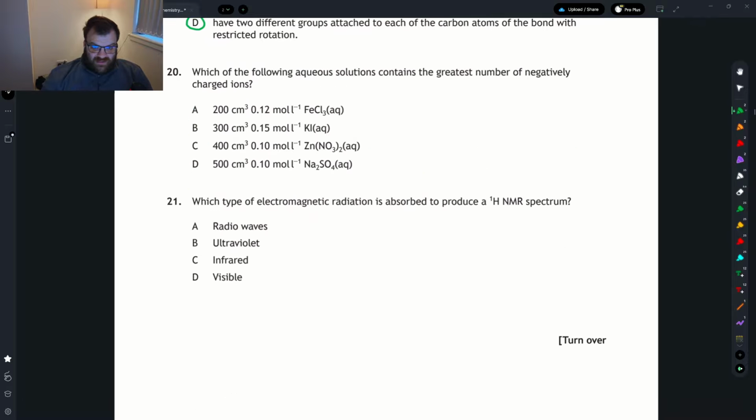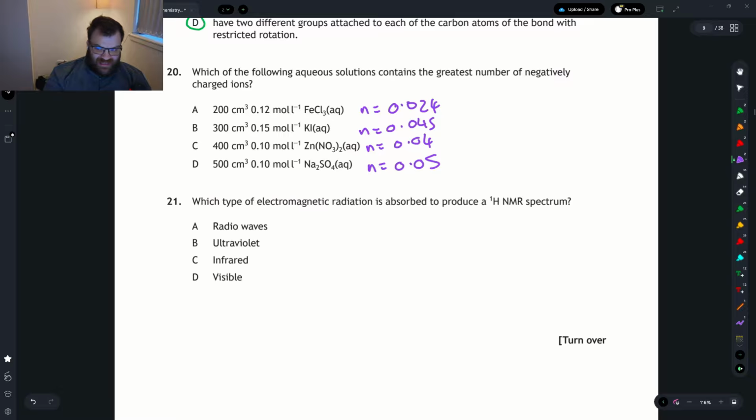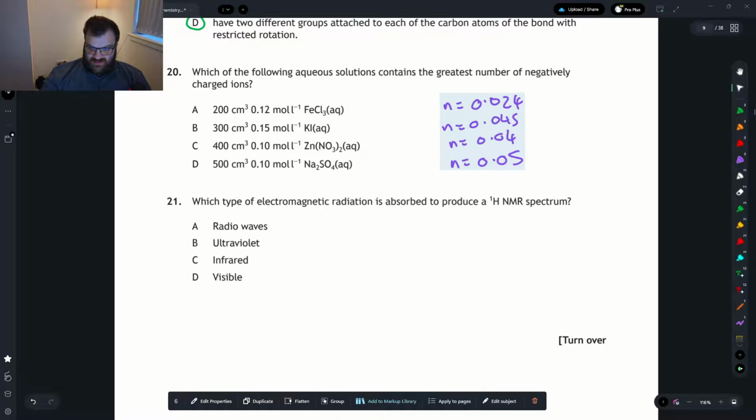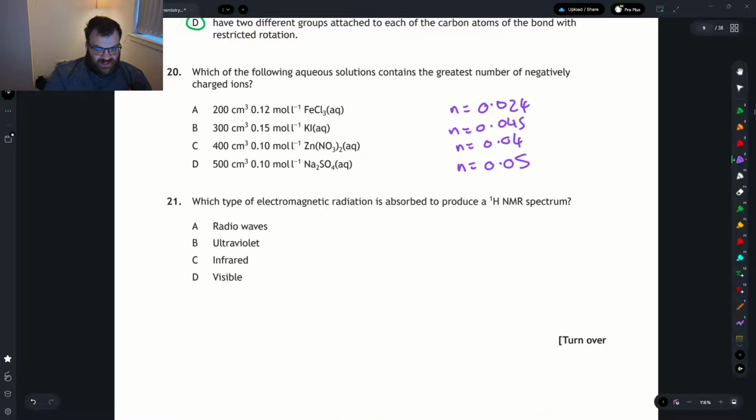Next up, we are asked to work out which contains the greatest number of negatively charged ions. Job number 1 would be get the number of moles, so n equals c times v. Remember to turn your centimeters cubed into litres. That's just how many moles of each chemical we've got. We then need to think about how many negatively charged ions are within each of these chemicals. Give ourselves a little bit of space then.